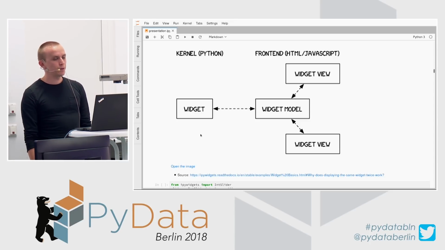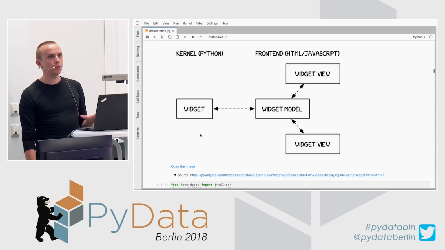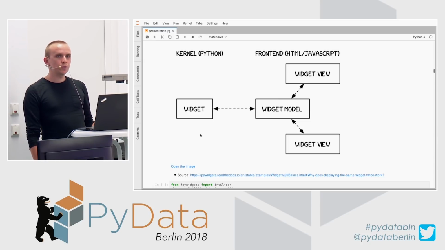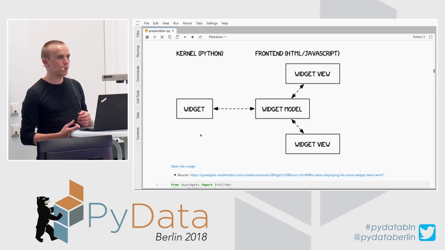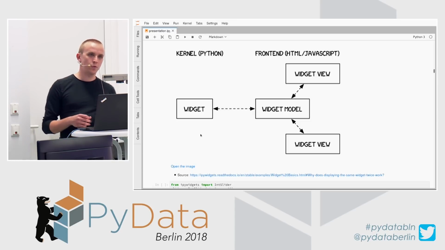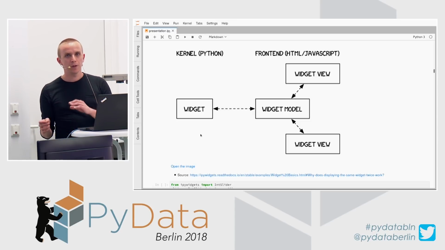For the Jupyter Widgets framework, the idea is you create an object on the Python side, and then a counterpart object is created on the other side. You can start modifying attributes and values on the Python side, and they will be automatically synced with the front end, and you can do the same the other way around.